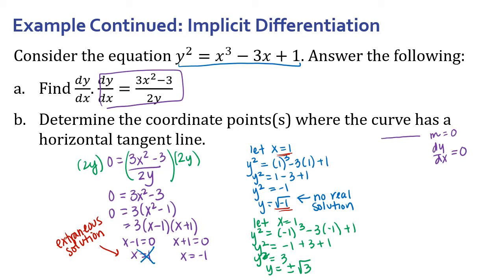So those 2 points are, when x is negative 1, y is negative root 3, and when x is negative 1 and y is positive root 3. So those are the 2 points that are going to have horizontal tangents.